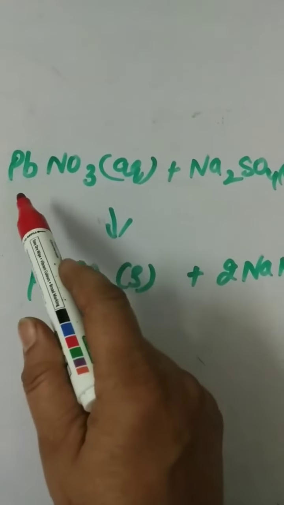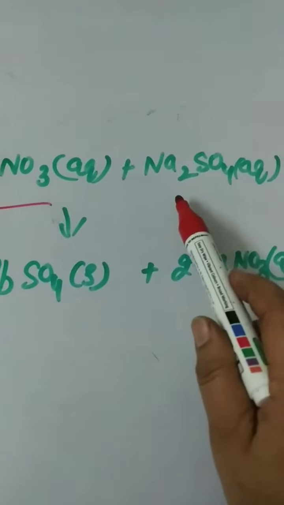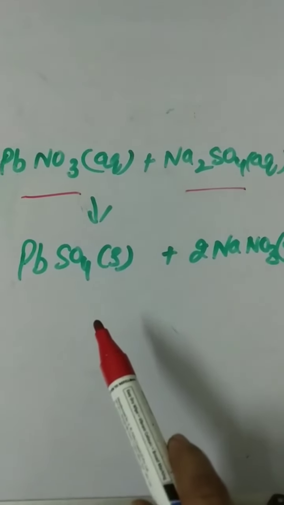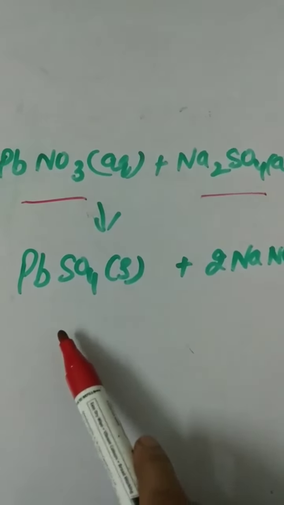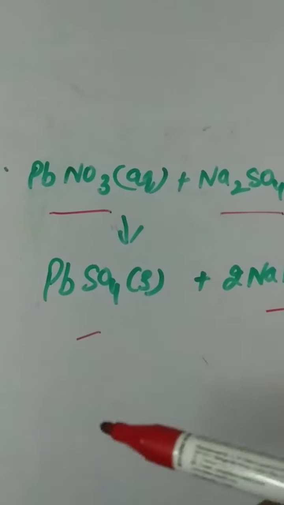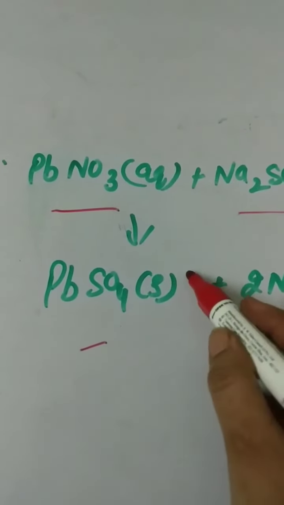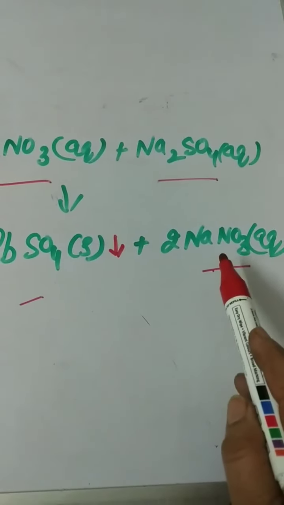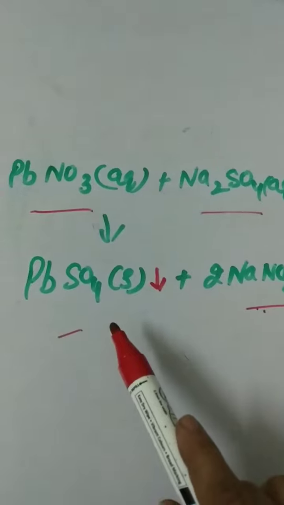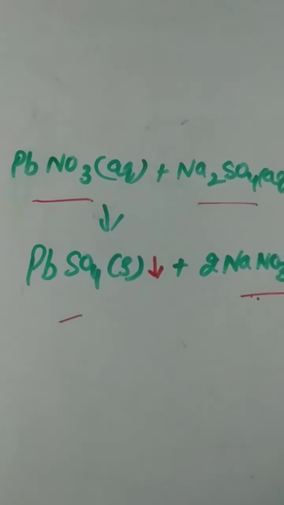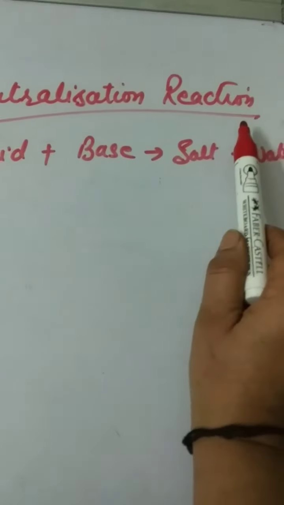Similarly, when lead nitrate is combined with sodium sulphate in aqueous form, they form lead sulphate and sodium nitrate products. Lead sulphate is in precipitate form, and the other product is colorless, and after this reaction the precipitate will settle down.